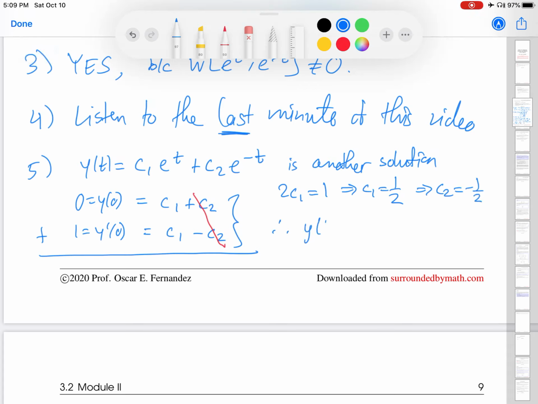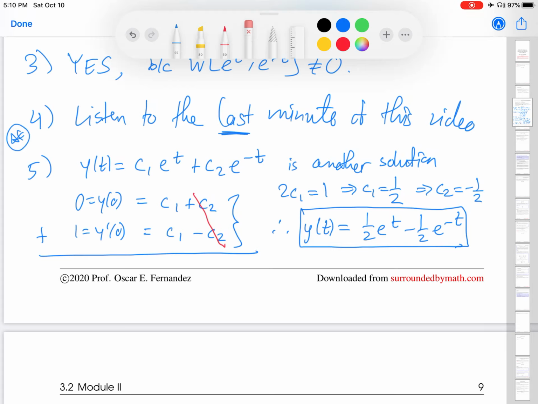So our final answer for the y of t function is 1/2 e to the t minus 1/2 e to the minus t. And again, this is a function that solves the initial value problem. And we had already proven in part 4 here that there was only one solution to this initial value problem that we're considering. So we're done. This must be the one and only solution. All right, so that's it. Thank you.